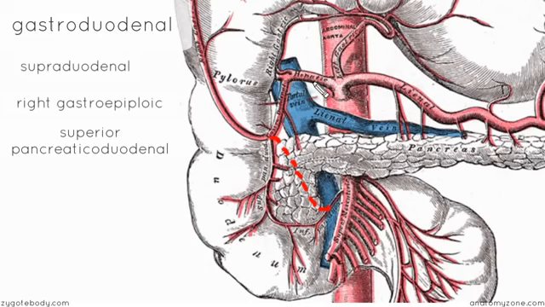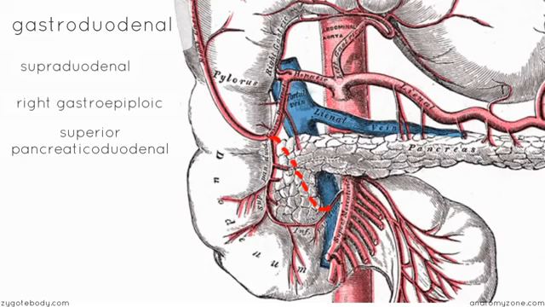So just to recap things, you've got the celiac trunk, then you've got the common hepatic artery, which gives off the proper hepatic artery, which sends off branches to the liver and the gallbladder, and then you've got the gastroduodenal artery, which sends off branches to supply the head of the pancreas and the duodenum, as well as this branch which supplies the surface of the stomach and anastomoses with a branch from the splenic artery.